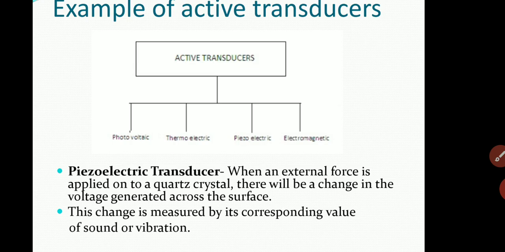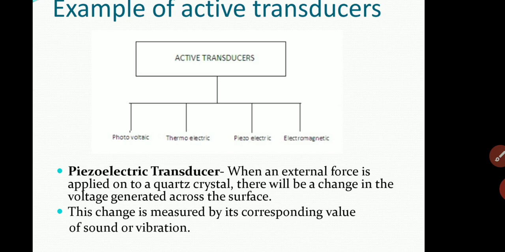For example, piezoelectric transducer is a type of active transducer that requires only an external force to change the voltage generated across the surface, and this change is measured by its corresponding value of sound or vibration. What is the principle of piezoelectric? When an external force is applied, there will be change in the voltage generated across the surface. So there is no need of external power to create the change in voltage. So it is a type of active transducer.